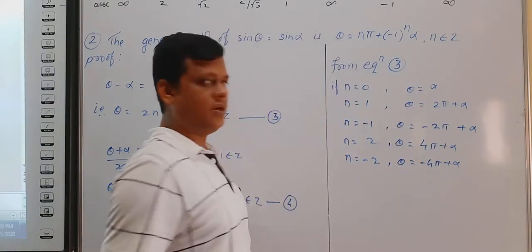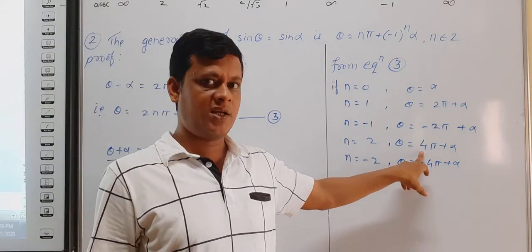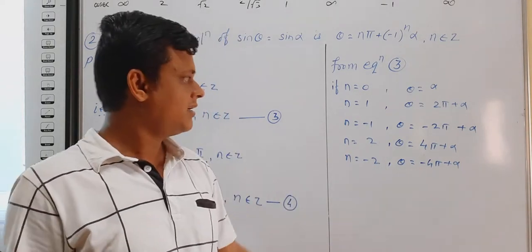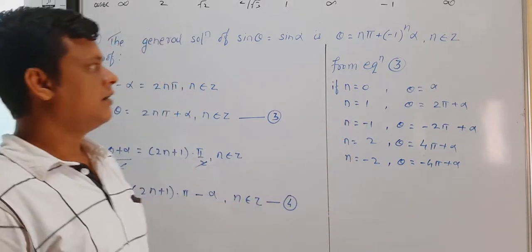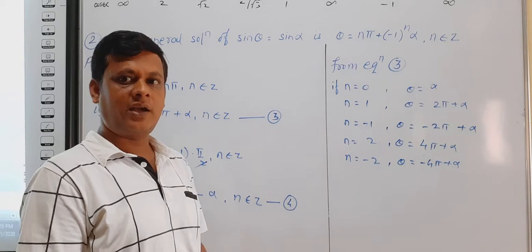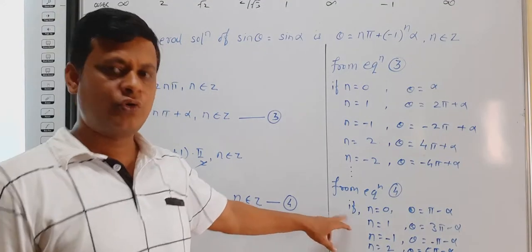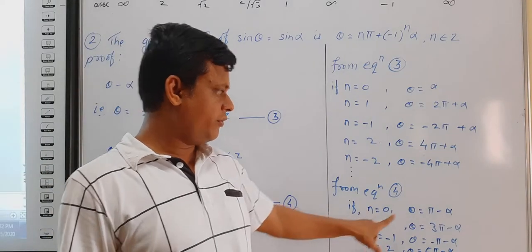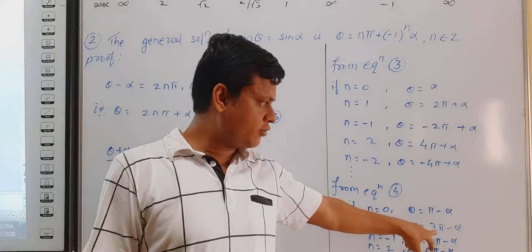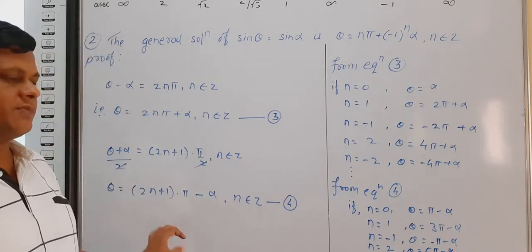Now you can observe what will be the next value. n equals 3 gives 6 pi plus alpha. n equals minus 3 gives theta equals minus 6 pi plus alpha. Similarly, using equation 4, we find the values and from that we decide. From equation 4, if n equals 0, we get theta equals pi minus alpha. When n equals 1, we get theta equals 3 pi minus alpha. When n equals minus 1, we get theta equals minus pi minus alpha.